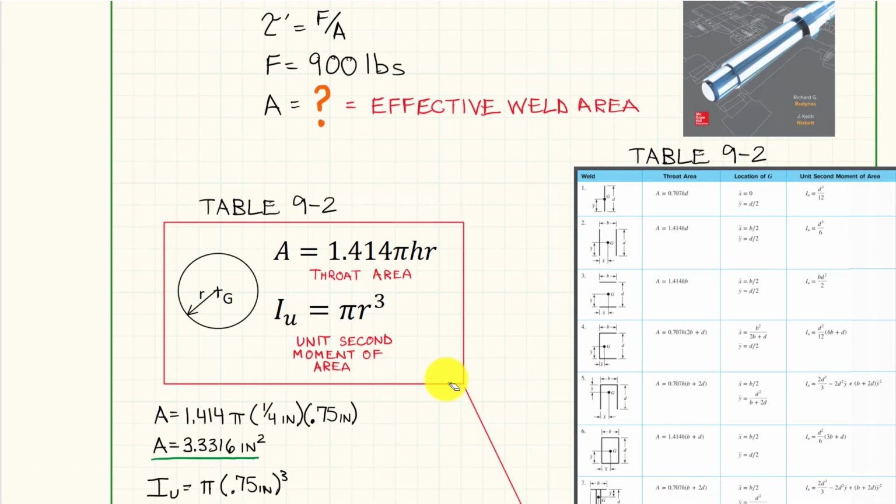I went ahead and took that information and put it over here so we could see it a little bit better. Now this is talking about the throat area for that weld. Again, I'm going to have to take into consideration the length.